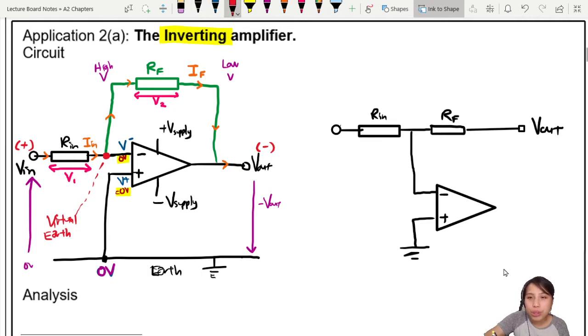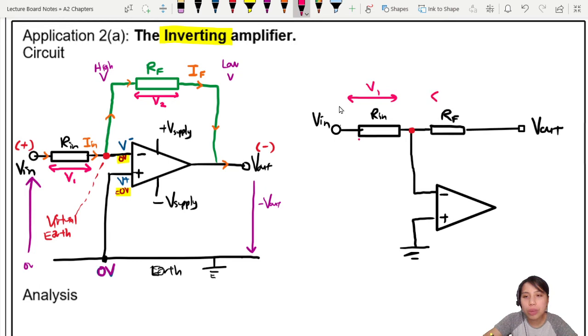You will have a virtual ground at this red dot. I just bend the wires a bit. This R in I bring up, pull the wire up, so it becomes like this. So this one it's easier to see the potential difference. When you have an input voltage V in, and you have a V out on the right side, then you will have two potential drops. One drop over this one, V1, and another drop over this one, V2.